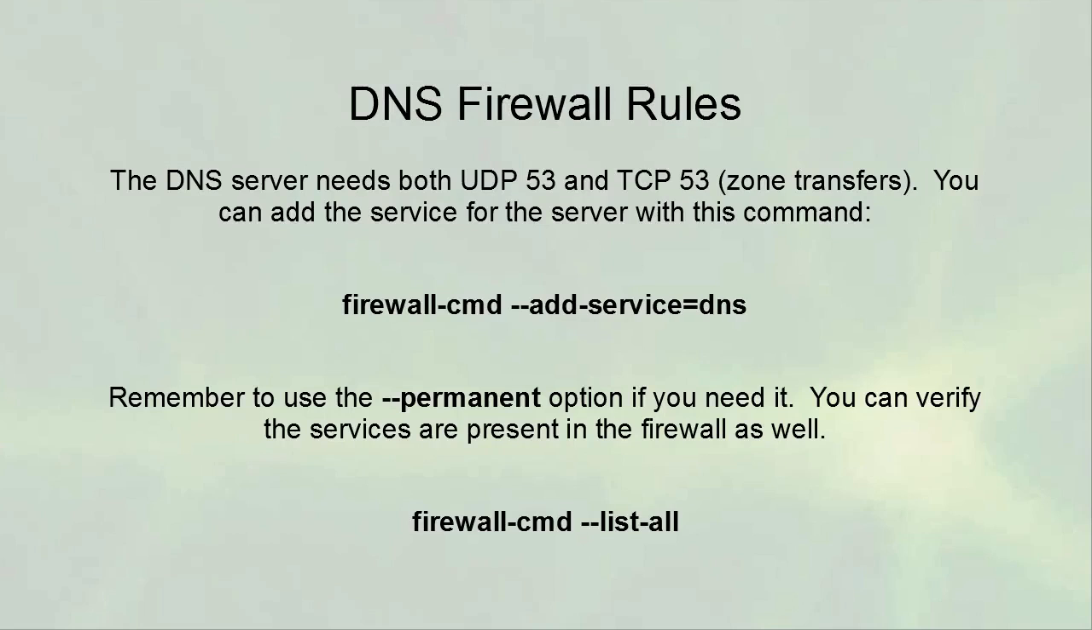In order to really make DNS available, the DNS server needs to be able to receive data through the firewall. You need both UDP and TCP/53. TCP/53 is only necessary if you're doing zone transfers, but normally DNS servers should be able to do zone transfers, so you'd want to indicate who can do zone transfers. You can add the service for the server with the command firewall-cmd --add-service=dns, and that will add in the service so that DNS can get through the firewall.